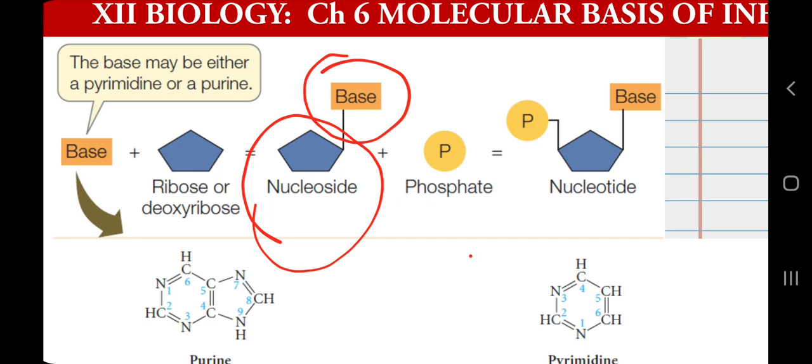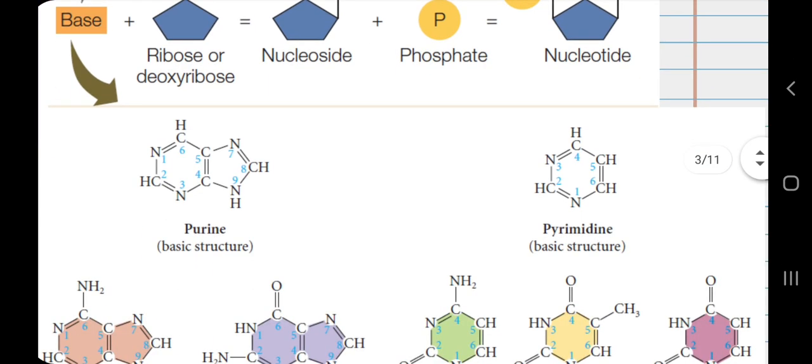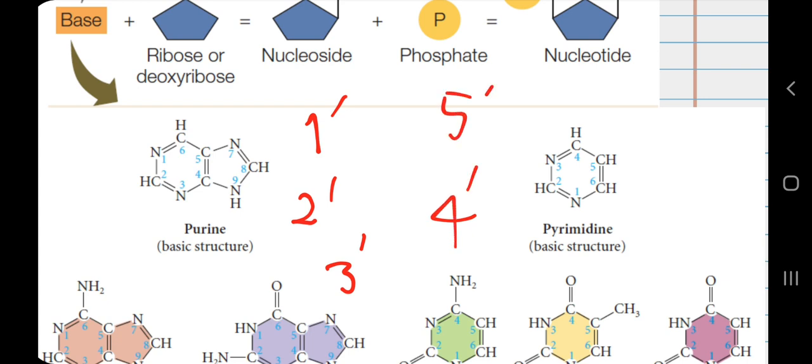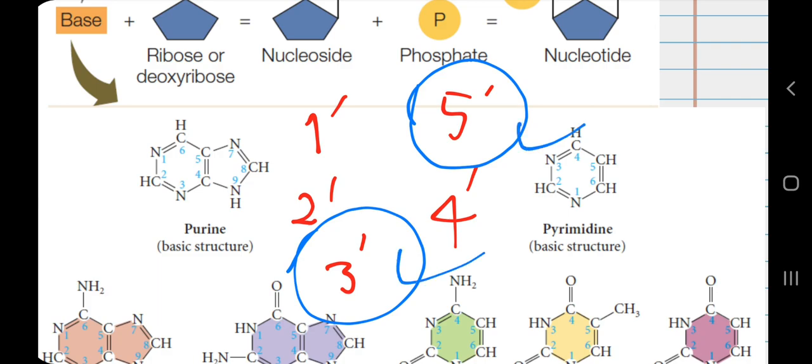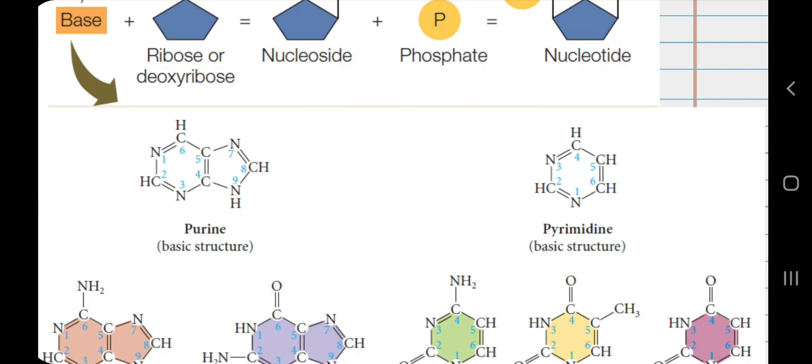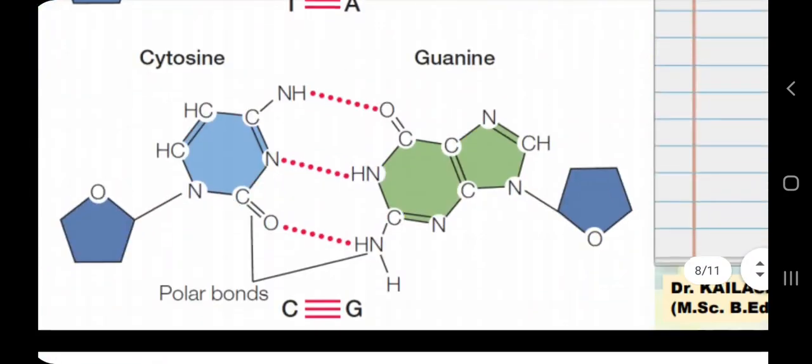To avoid this confusion, scientists have coined one term. We will denote carbon numbers of the pentose sugar, whether it is deoxyribose in case of DNA or ribose in case of RNA, like 1 dash, 2 dash, 3 dash, 4 dash, and 5 dash. This is also called 1 prime, 2 prime, 3 prime, 4 prime, or 5 prime. I will use more frequently these two terms, 5 prime and 3 prime. This is why I am mentioning this here. So let's not confuse 5 dash or 3 dash with 5 prime or 3 prime. In our next discussion, it is very simple.